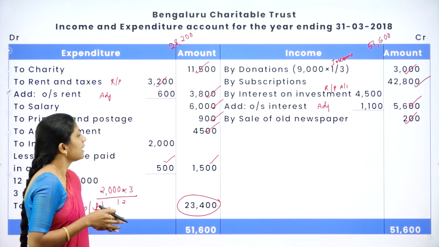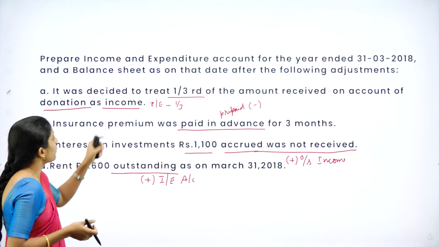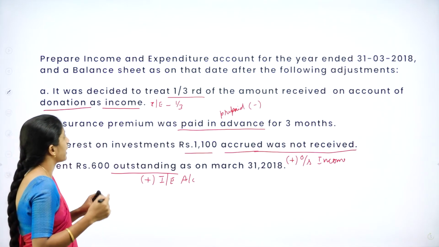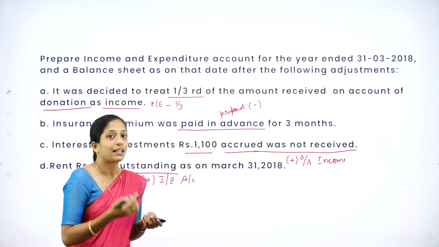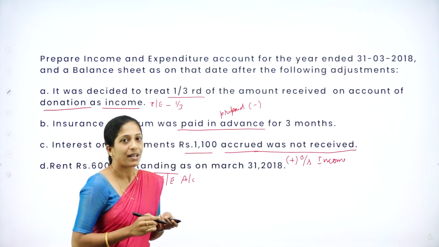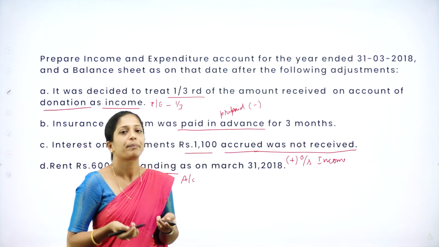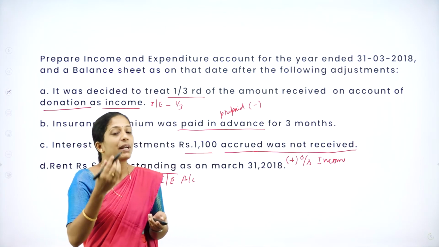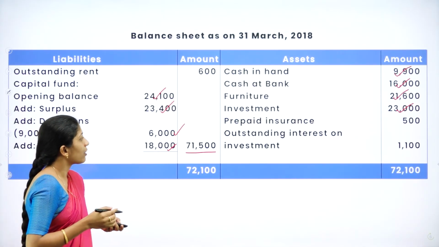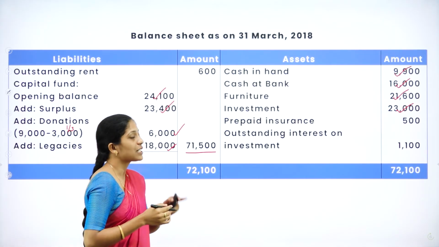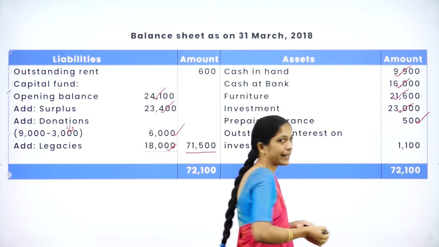Now we shall see if anything is left in the adjustments. In the adjustments, one third we have recorded, that is the donation, and the second is insurance premium paid in advance. It is nothing but what? Prepaid expenses. So where are we going to record these prepaid expenses? Prepaid expenses are an asset. So we are going to record them on the asset side of the balance sheet, as prepaid insurance.